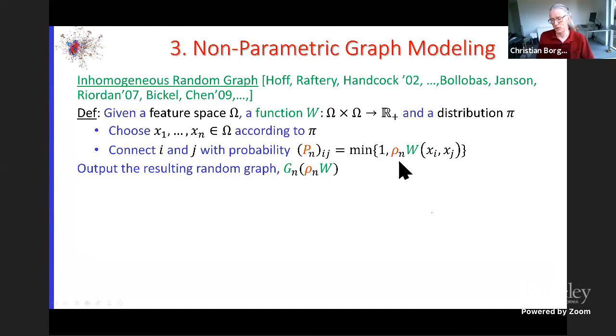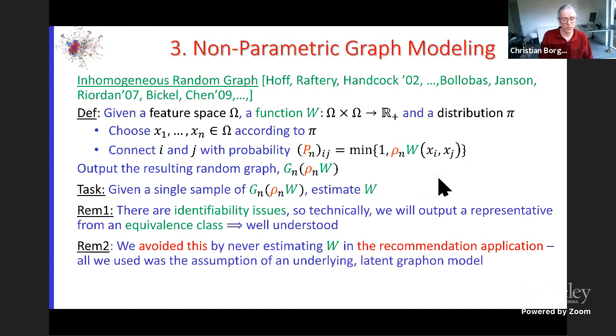And if you want W to represent power laws, maybe W is really unbounded. So you better take a minimum of 1 in this product here. Okay, and then you output this object. And now, given a single sample, you would like to estimate this graphon. So this is slightly different from usual estimation where we have many samples. Here we have 1 sample.